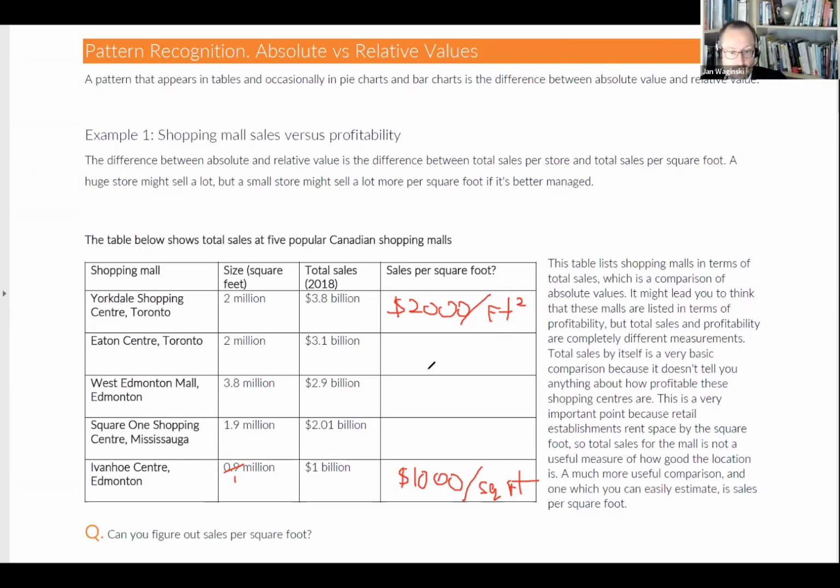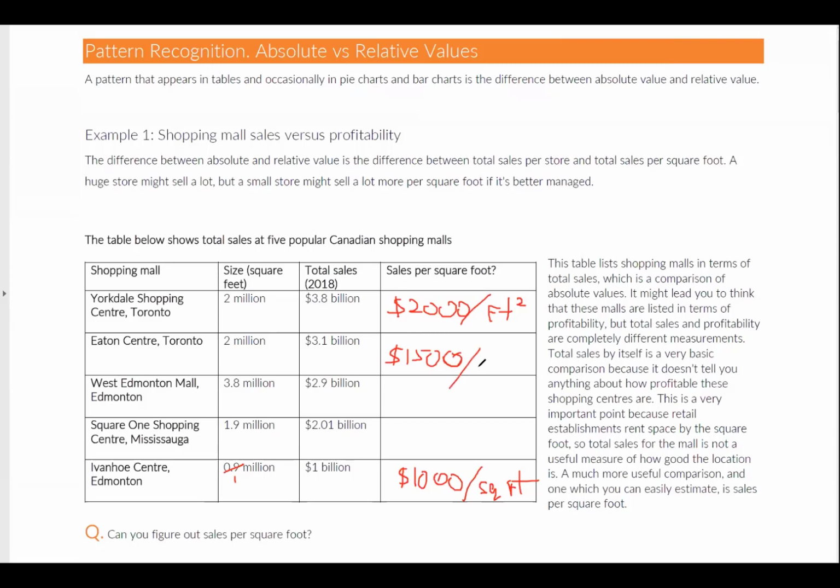What about Eaton Centre? Let's just round it to 3 billion. 1,500? Yeah. 1,500. Okay, how about West Edmonton Mall? $1,300 something. 1,300.